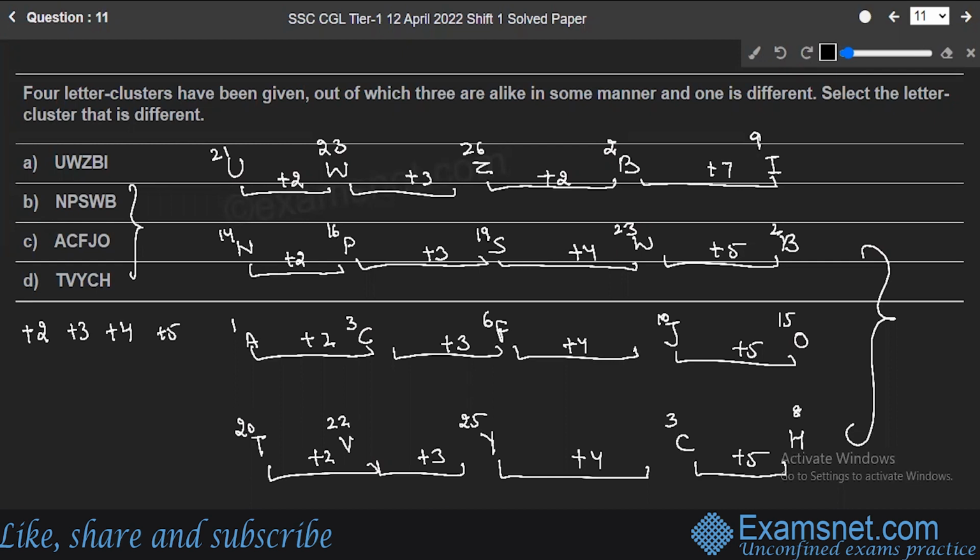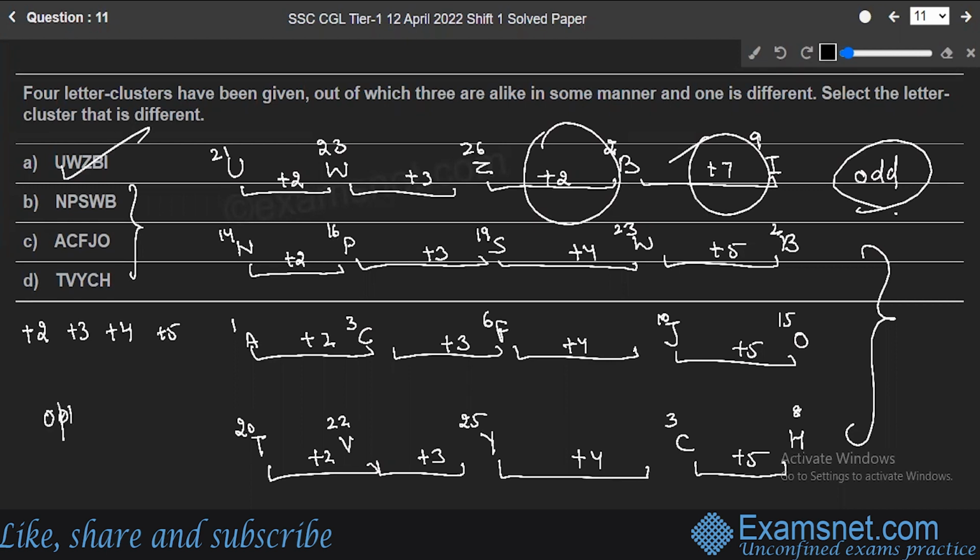The very first one is the one in which here is plus 2 and here is plus 7. So this is obviously the odd one out. Right? Option A is the answer to the question. Hope you are clear. Next, question number 12.